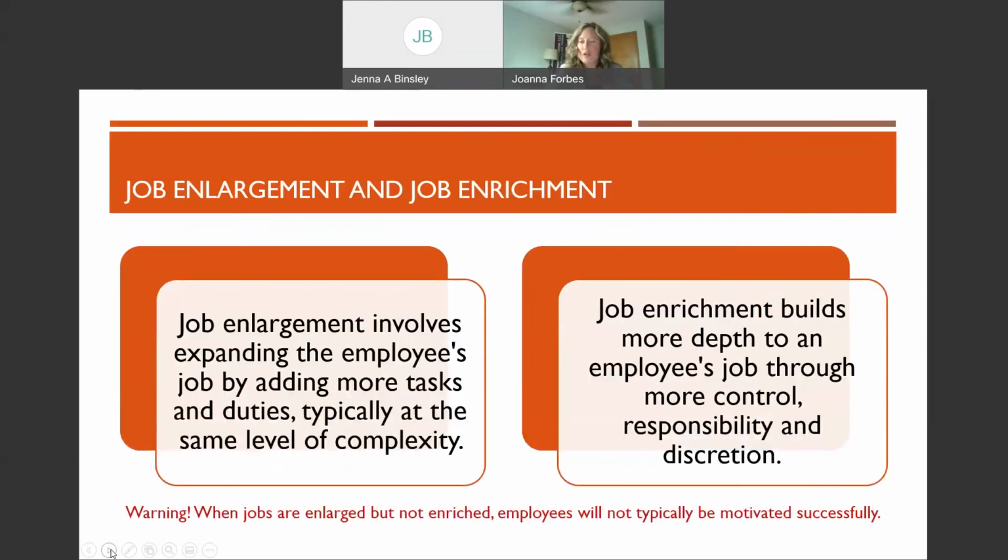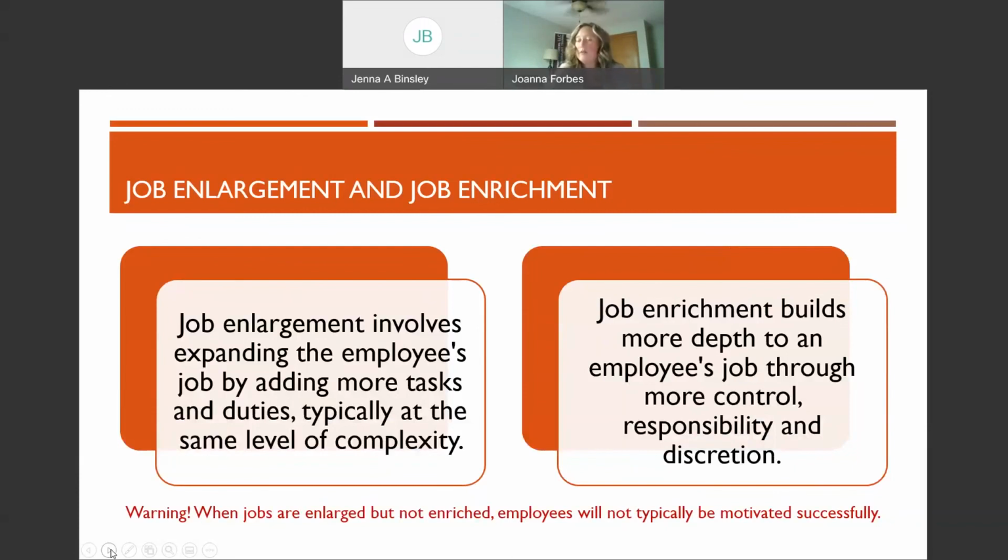So let's talk about these two terms. You may have heard these before, job enlargement and job enrichment. Job enlargement is simply when we expand the employee's job by adding more tasks and duties, and it's usually at the same level of complexity. So is that training and development? Is that a developmental opportunity? Not really. That's more trying to get more bang for our buck.